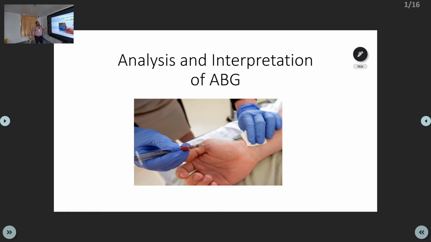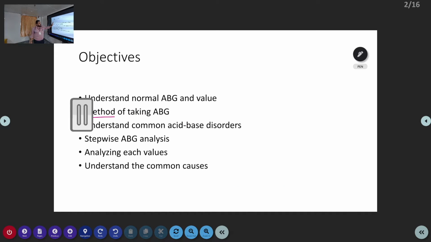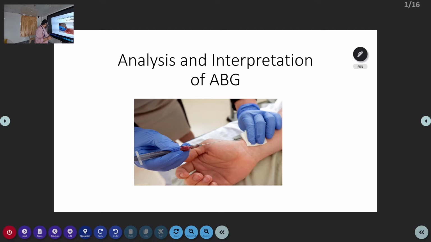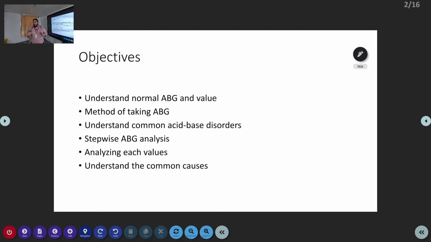So in today's class, we will be discussing analysis and interpretation of ABG. I am not planning to discuss today how you are going to analyze the ABG. What I am going to concentrate on today is how to take an ABG, the method of taking an ABG. The objectives of the class will be to understand the normal ABG values, but today I will concentrate on the method of taking ABG.